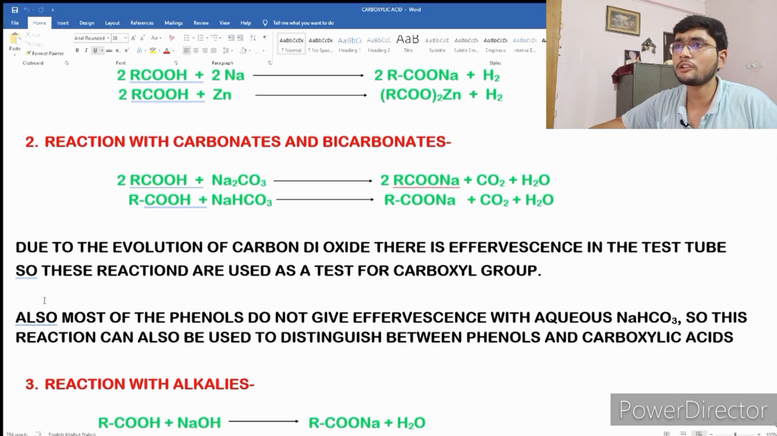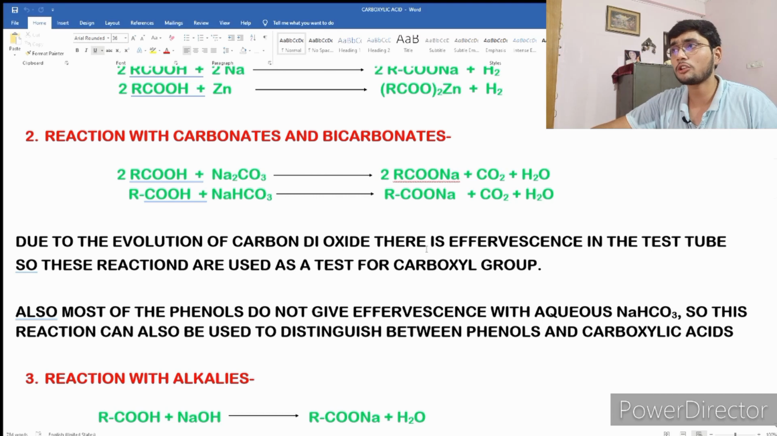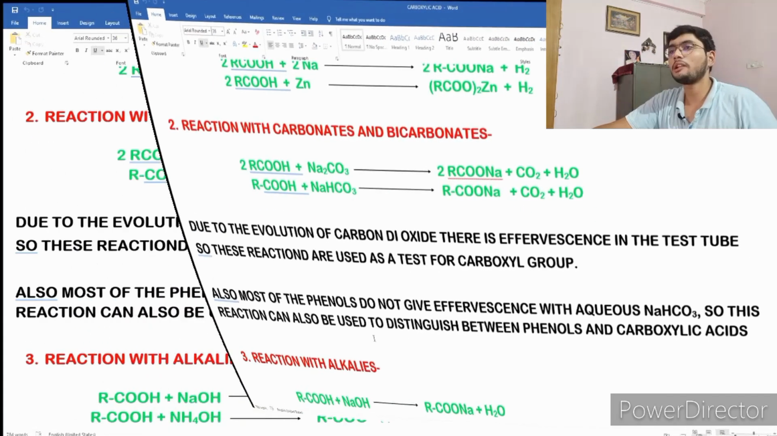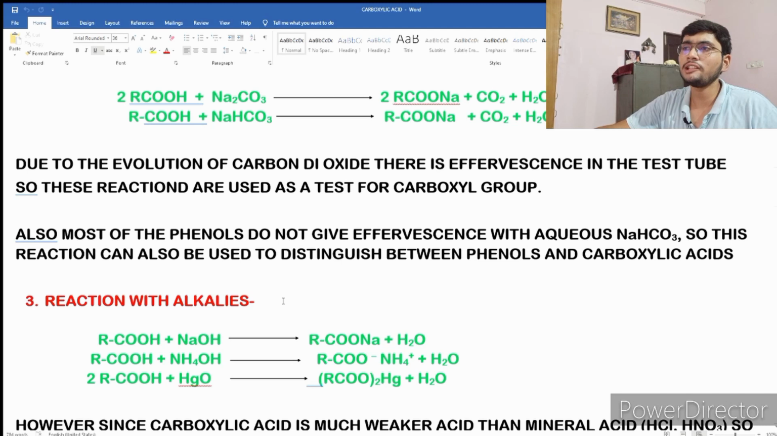That's what I have written here also, that due to the evolution of carbon dioxide, there is effervescence in the test tube. So these reactions are used as a test for carboxyl group. Also, most of the phenols do not give effervescence with aqueous sodium bicarbonate. So this reaction can also be used to distinguish between phenols and carboxylic acids. Now let us see the third reaction, that is reaction with alkalis.